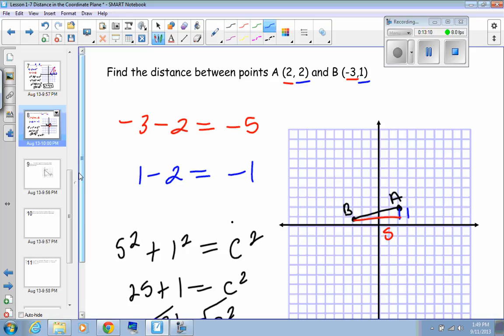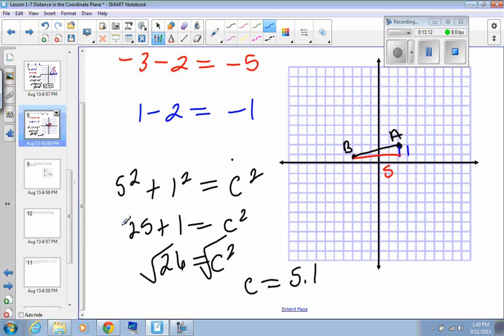We also know if we take negative numbers and square them, you're going to get a positive. So if you use the negatives, you still get 25 plus 1 to get 26. Take the square root. It was 5.09, so you round up to 5.1.